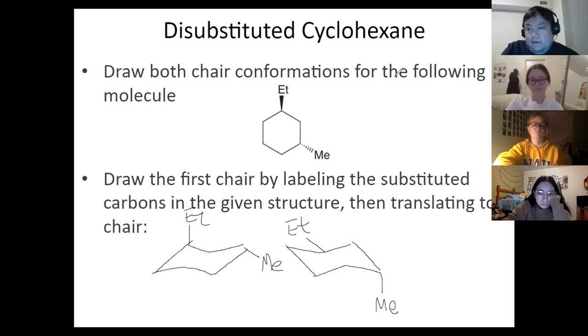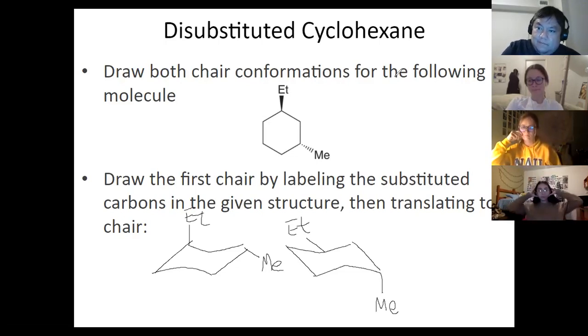The one to the right, right? Because my ethyl group, it doesn't matter how I draw these, just as long as I'm consistent.